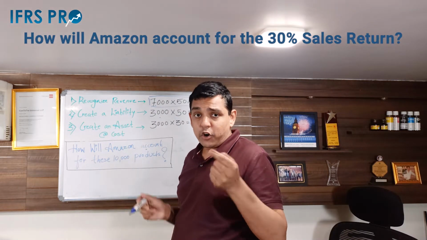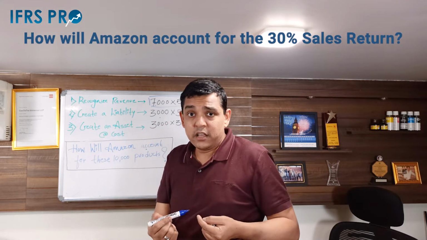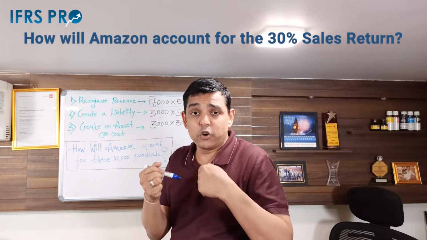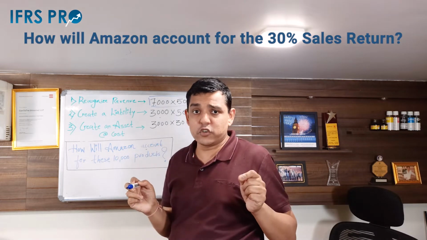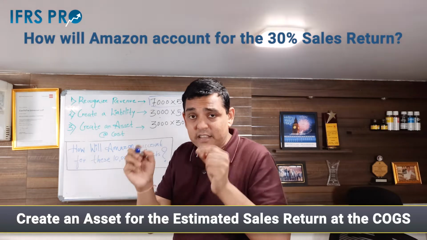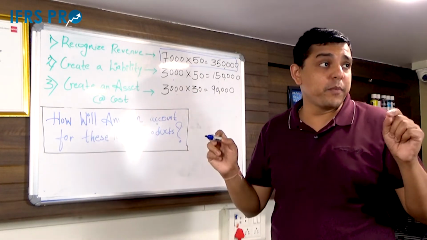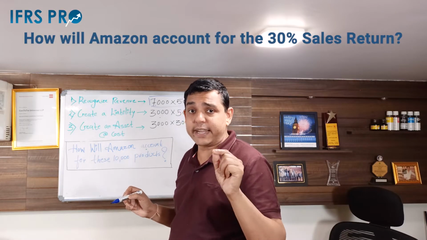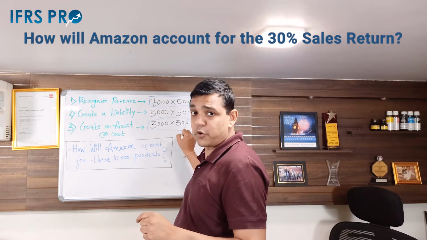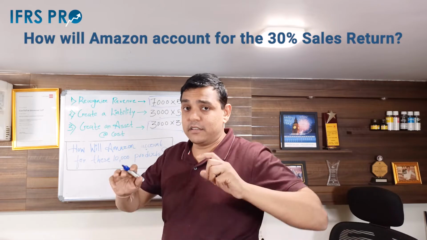Third step. Now, what should come to your mind? If Amazon is selling to customers and getting the goods in return, then they will also return the goods to the merchants. When they give the goods back to the merchants, they will have to adjust their cost of goods sold. They will adjust that cost by recognizing a contract asset. Again, it will be 3,000 products into 30 rupees, which is the cost. That means they will book a contract asset of 90,000 in their books of account.